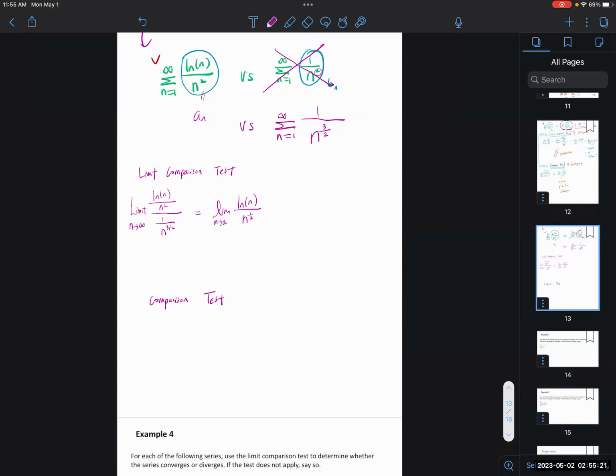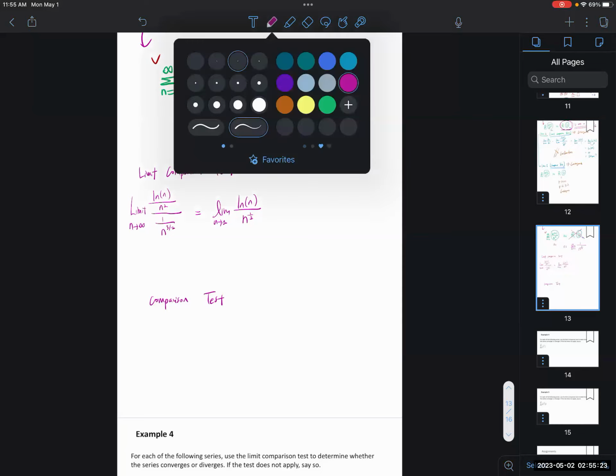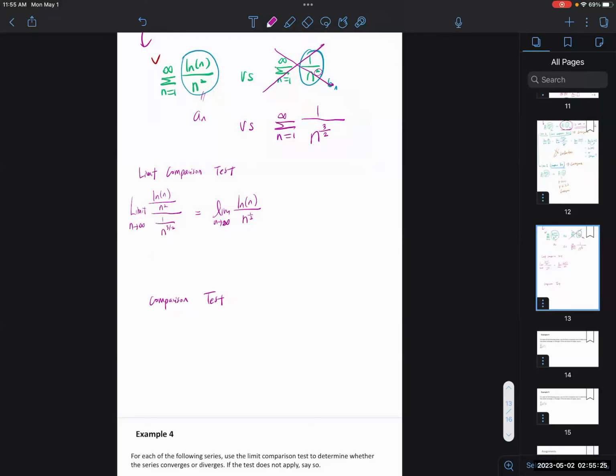So now you're going to use the infinity. If you plug in, this is infinity over infinity. It's an indeterminate form, so we have to use L'Hopital's rule. So take the derivative of both sides, top and bottom. We're going to take the limit of ln n prime over n to the 1 over 2 prime.